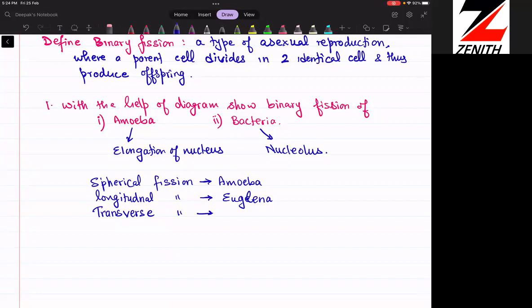Transverse fission is shown in paramecium. And multiple fission, plasmodium. You can note it down.